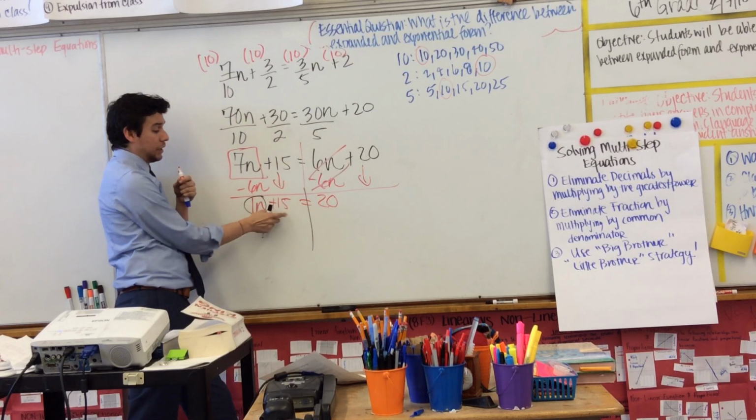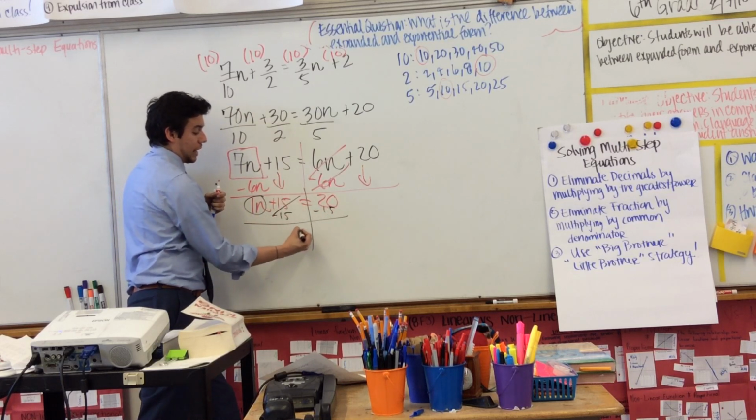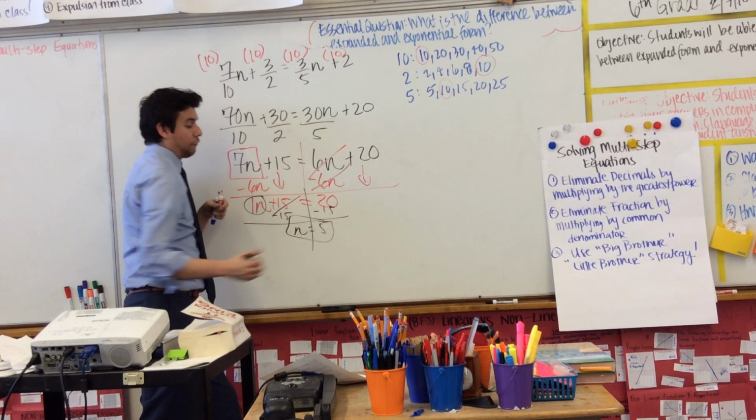Draw the barrier. You need to get rid of the 15. So minus 15, minus 15. So n is equal to just 5.